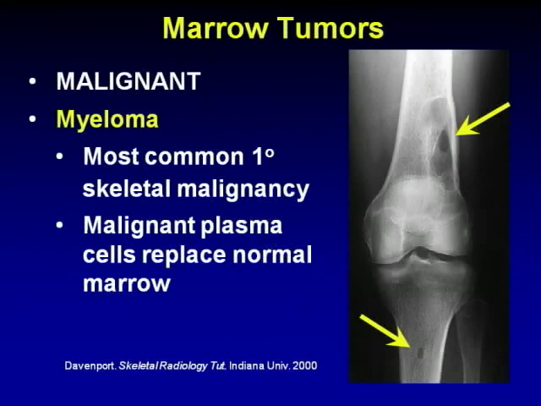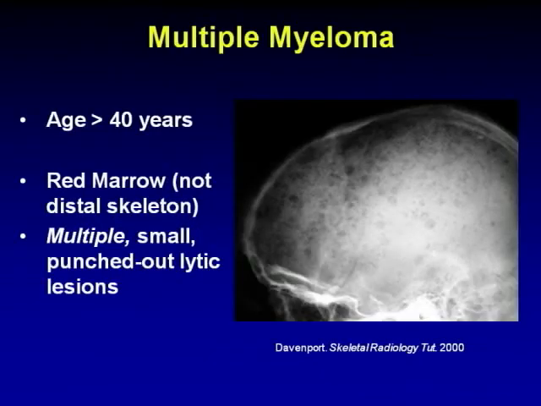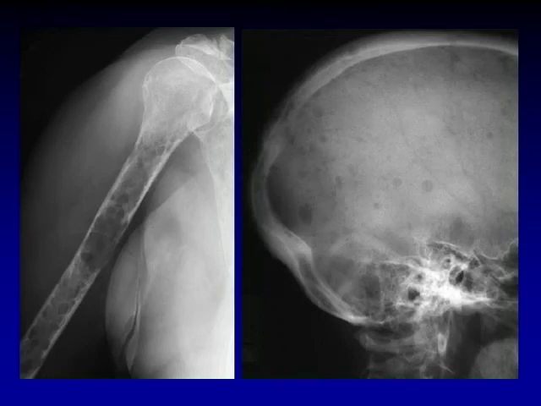Of course, we need to talk about myeloma. It's the most common primary skeletal malignancy. Malignant plasma cells simply replace normal marrow, causing these lytic lesions like we see here. Multiple myeloma most commonly is seen after the age of 40, classically affecting areas rich in red marrow, so not the distal skeleton of older adults. Of course, we see multiple small punched out lytic lesions in multiple myeloma. Two more examples shown here.